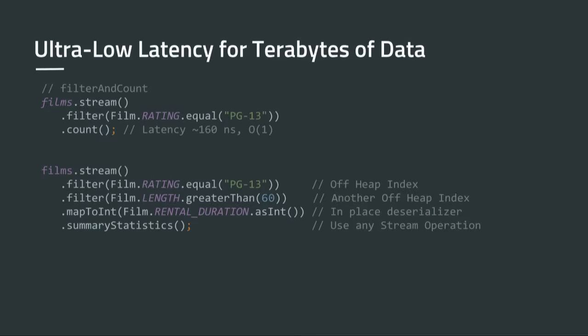So let's show you this one. First, the upper one. I create a stream. I filter out the rating PG13, and then I count them. And actually, this will have a latency of 160 nanoseconds on average on my laptop on Java 8. And to put that in perspective, just accessing 64 bits of memory is 100 nanoseconds. So I think that's quite impressive.